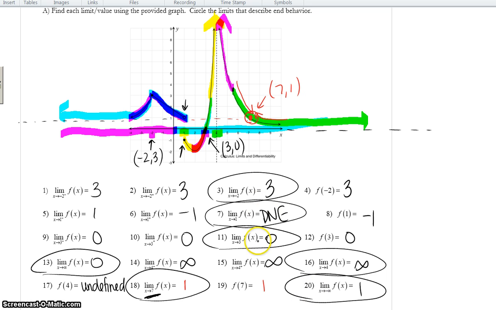So all of these that are circled do not ask for right-hand or left-hand, but rather both. You have to look at both, just like in 18 where we had to look at the right-hand and the left-hand limit in order to find the limit as x approaches 7. So all the ones that we circled do not ask for left-hand or right-hand limits, but rather the limit of the whole number on that point on the graph.